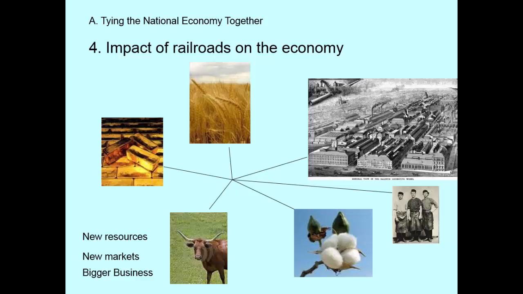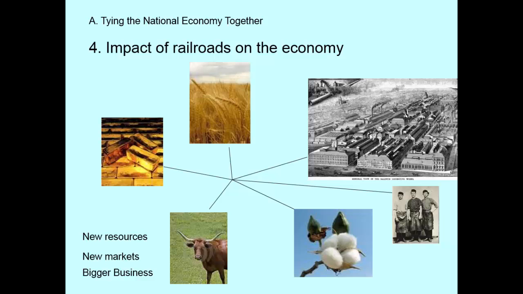And then, of course, as we see by the line here, we're going to see factories be able to sell their products, their finished goods, out to greater and greater numbers of people, to bigger markets, whether they're back out west or in the South or in the cities of the East. And so the U.S. economy is really getting tied together, north, south, east, west, because of these railroads.